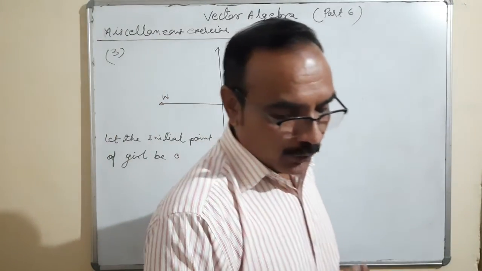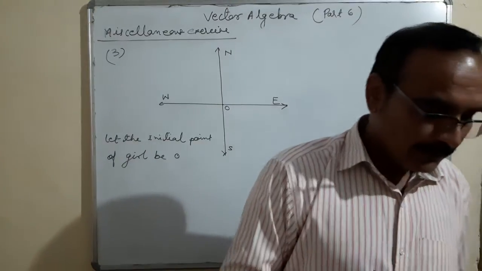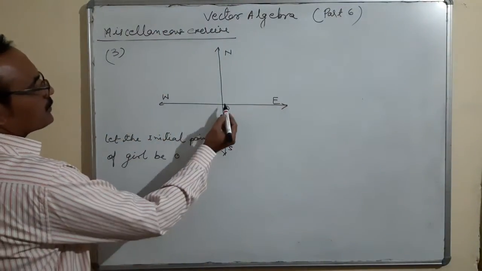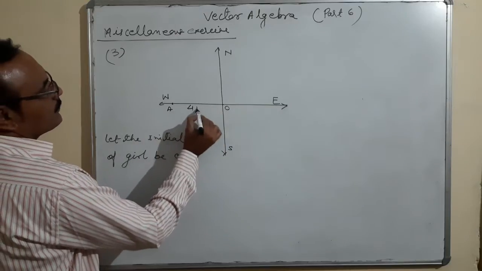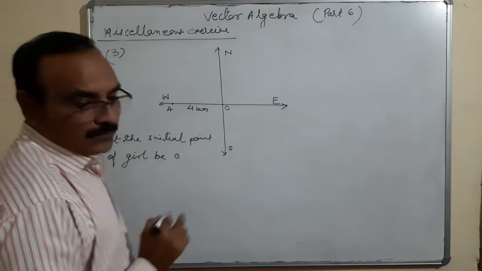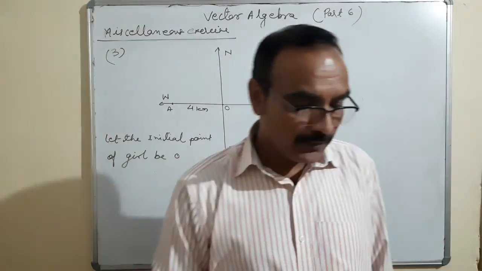She walks 4 kilometers towards west. Suppose this is the position A, 4 kilometers. Is it okay? Next line, read very carefully.